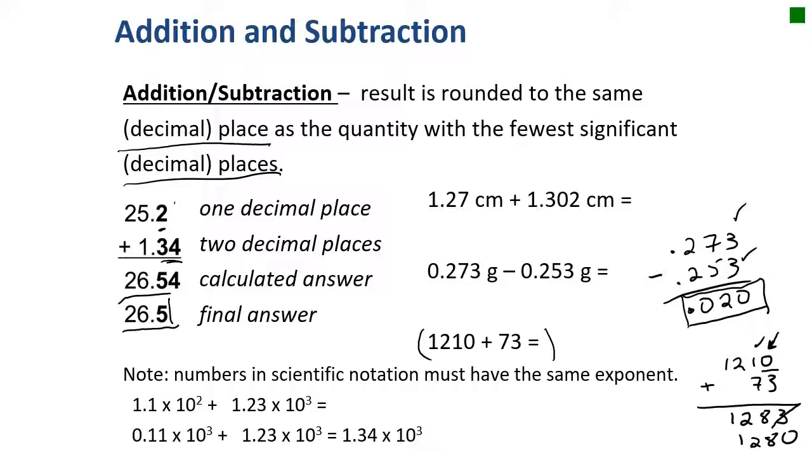One way of doing these is if I take 1.1 times 10 squared and I add it to 1.23 times 10 cubed, I can put these so they have the same exponent. If they have the same exponent, then the coefficients are simply going to add. So if I take my 1.1 times 10 squared and convert it to 10 cubed, shift the decimal place 1 over, and I add them up, I'm going to get this 1.34, 2 digits past the decimal, because I've got 2 digits past the decimal here.